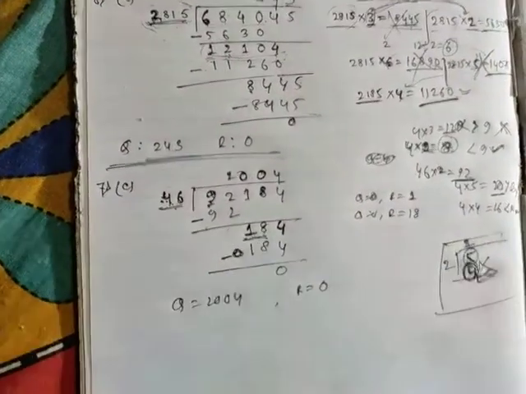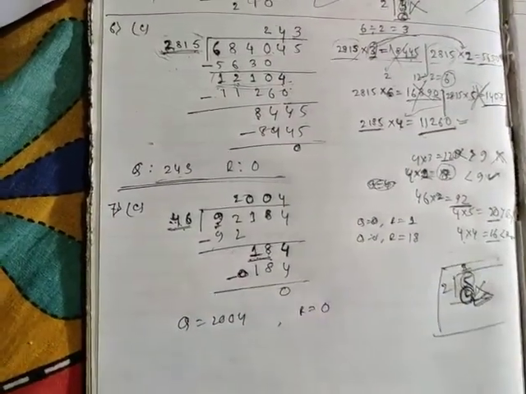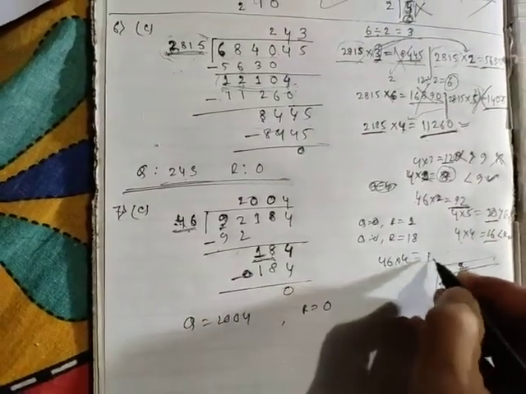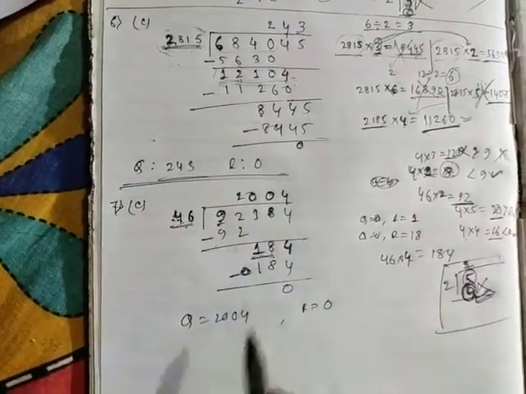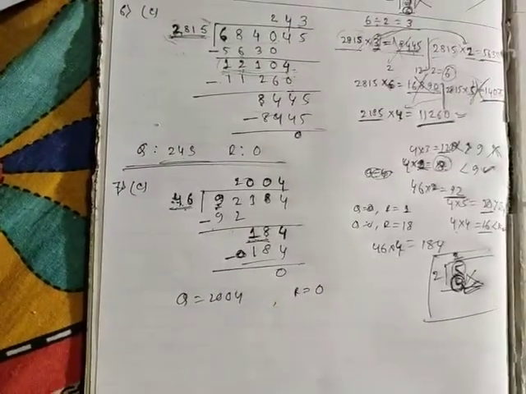5 into 4 is 20, and 20 is greater than 18, which is not possible. 4 into 4 is 16, it may be possible. So if we do 46 into 4, we will get 184. So 4 is the quotient, and the remainder is 0. Clear?